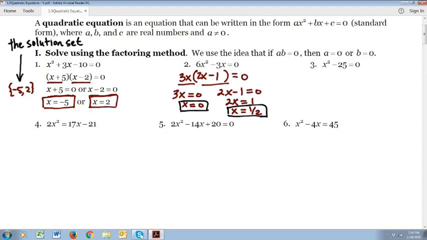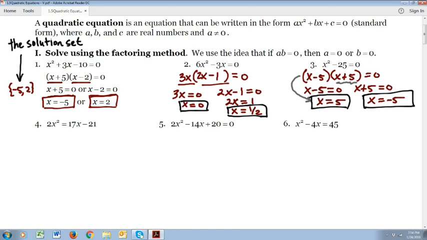Now when you look at number 3, I hope it immediately jumps out at you that this is a special form. X squared minus 25. This is a difference of squares. So with the difference of squares, we know that we're going to get the same numbers in our binomials with an opposite sign in between. In this case, it'll be x minus 5 times x plus 5. And so you can set each of those equal to 0, and you're going to get 5 and negative 5.